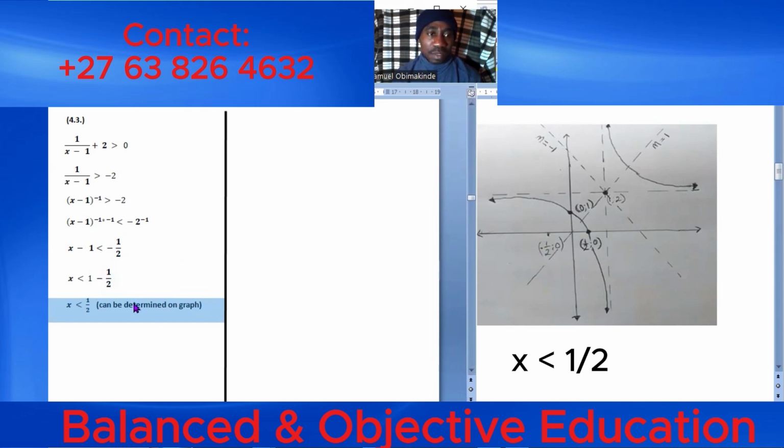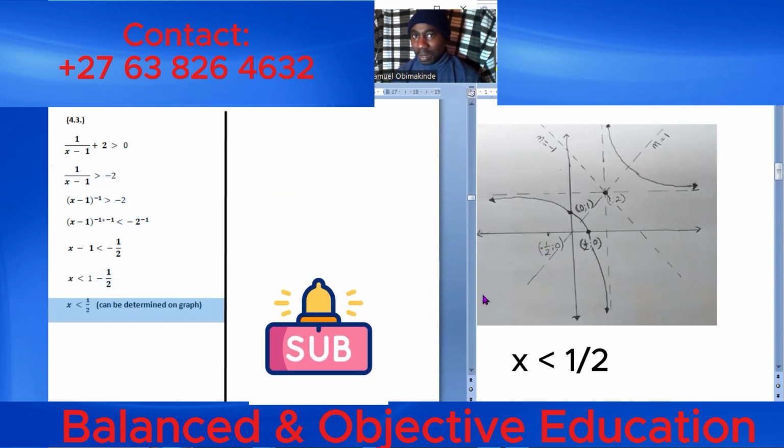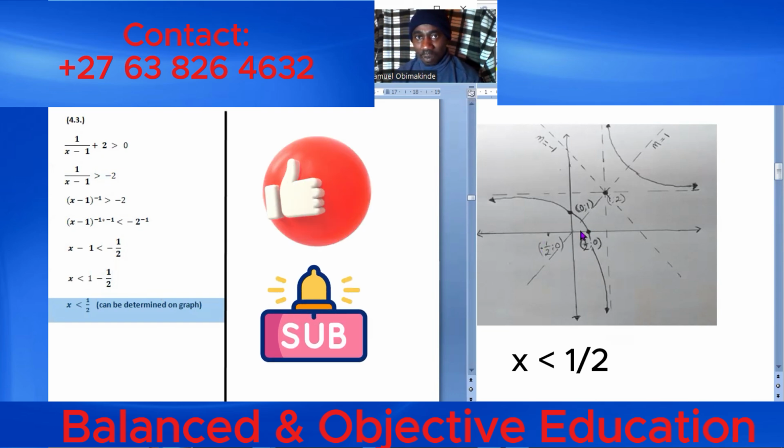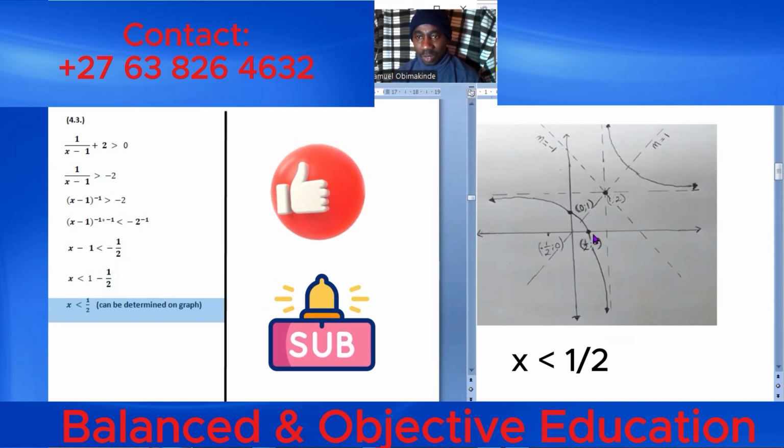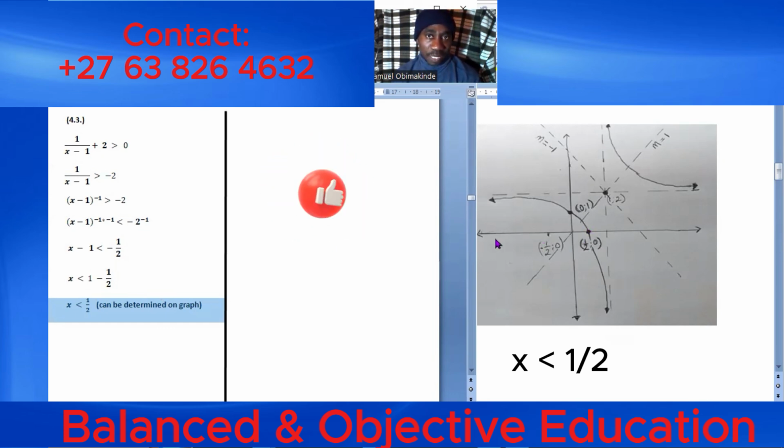But you don't need to stress yourself going through this. You can just do this if you are preparing. The smartest and the fastest way to do that is just to look at your graph, and you can determine the values of x for which g of x would be greater than 0. That is, g of x will be positive.